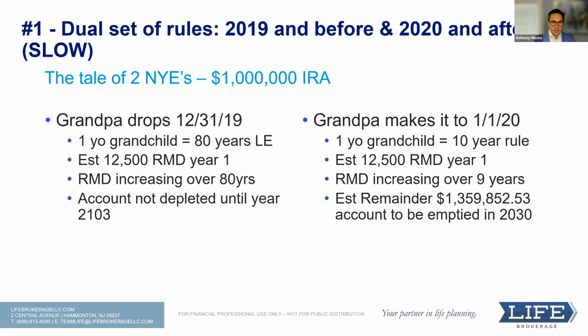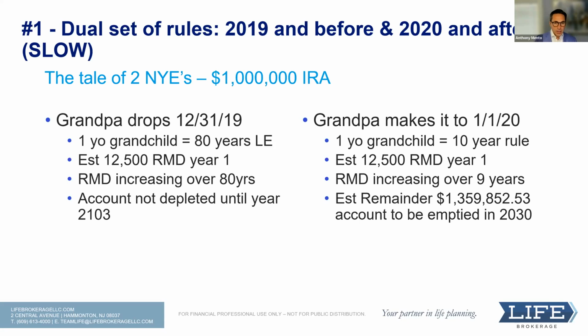Now, grandpa number two, he backs off, right? He hits the Prosecco instead of the tequila. He makes it to see the ball drop. January 1st, 2020, he drops dead. The 1-year-old grandchild, guess what? Same $12,500 RMD in year one. It increases over the next 9 years.